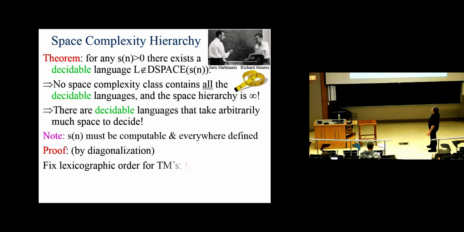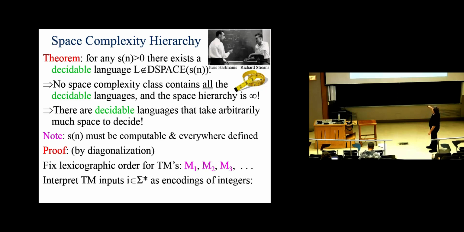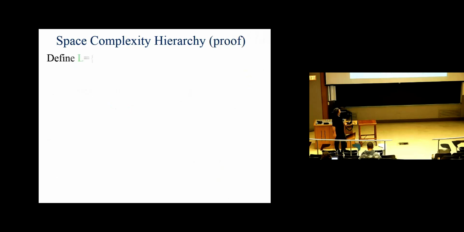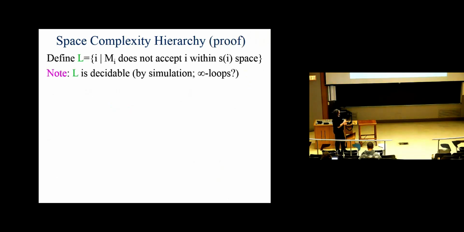Again, it's diagonalization. The proof is almost identical. We use lexicographic ordering for all the machines, same as we did in the previous proof. And you can interpret the inputs as integers or strings alternatively, because you can dovetail through all the strings in sigma star and number them, same as before. We'll define a language very similar to before. L is the language of all strings, or integers, really strings, such that it contains i if and only if M sub i does not accept i within that space bound S of n that we're trying to show is not the upper bound for deciding all decidable languages.